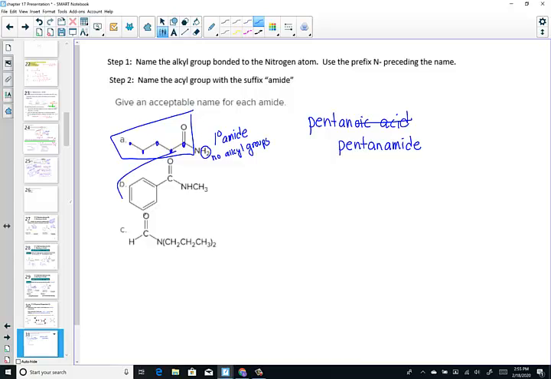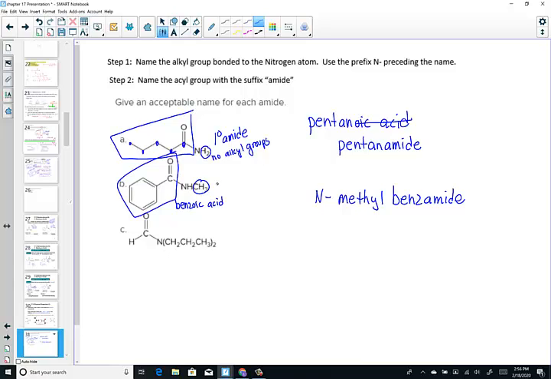Now here, the parent name of this carboxylic acid was benzoic acid. So I can see the parent name becomes benzamide. However, now I see that there's one alkyl group to name that's attached to the nitrogen. And so to do that, you'll do N to let you know it's the attachment on the nitrogen, and it becomes N-methyl benzamide.